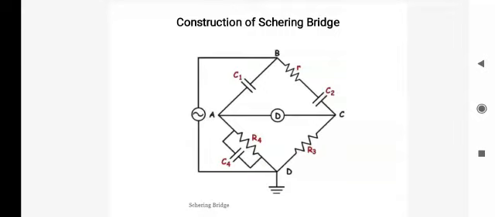Now we apply the alternating voltage between node B and D. Lastly, we will make the node D grounded for better safety of the operator since it is a high voltage apparatus. So this is how its construction is.